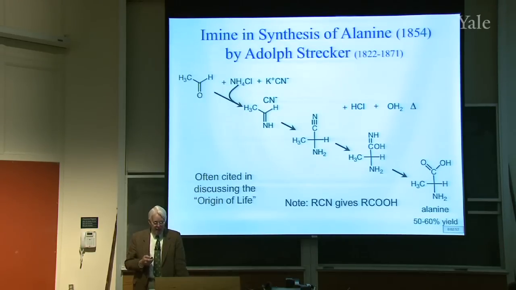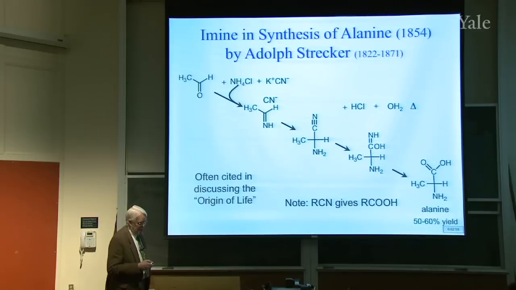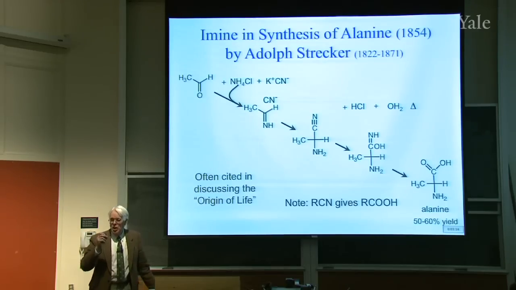Okay? And notice, in passing here, that this is an important thing, that RCN, nitrile, carbon-nitrogen triple bond, gives RCOOH. So you can make carboxylic acids by first using carbon as a nucleophile, because the cyanide is an anion, so it can displace a halide, do these other things, right?